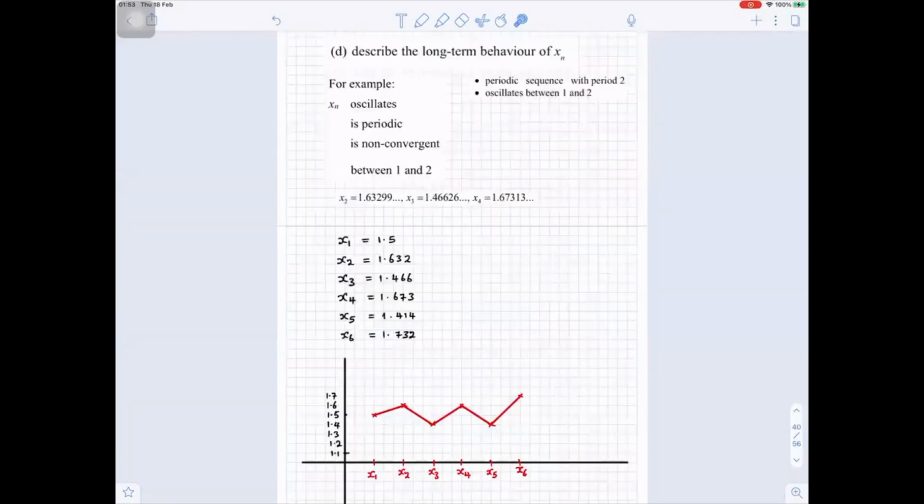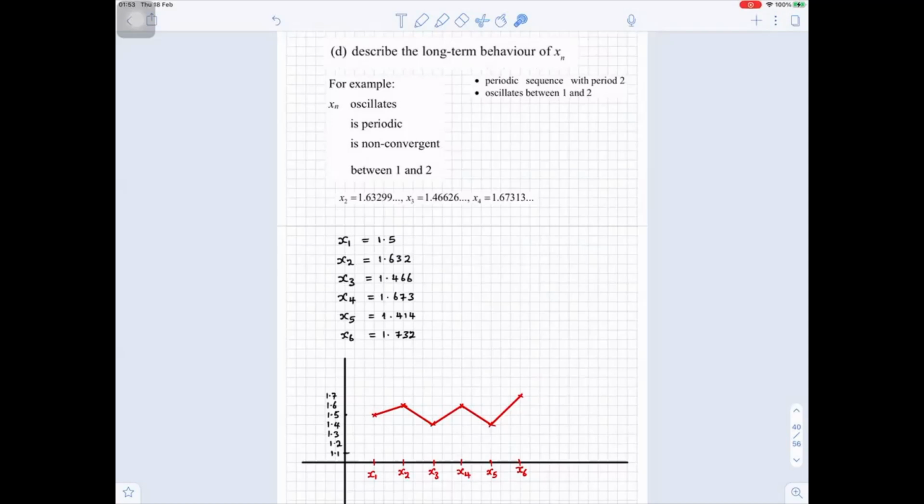Part D, describe the long-term behavior of xn. The long-term behavior, we know xn oscillates, is periodic, is non-convergent, and is between 1 and 2. Or a periodic sequence with period 2 oscillates between 1 and 2.